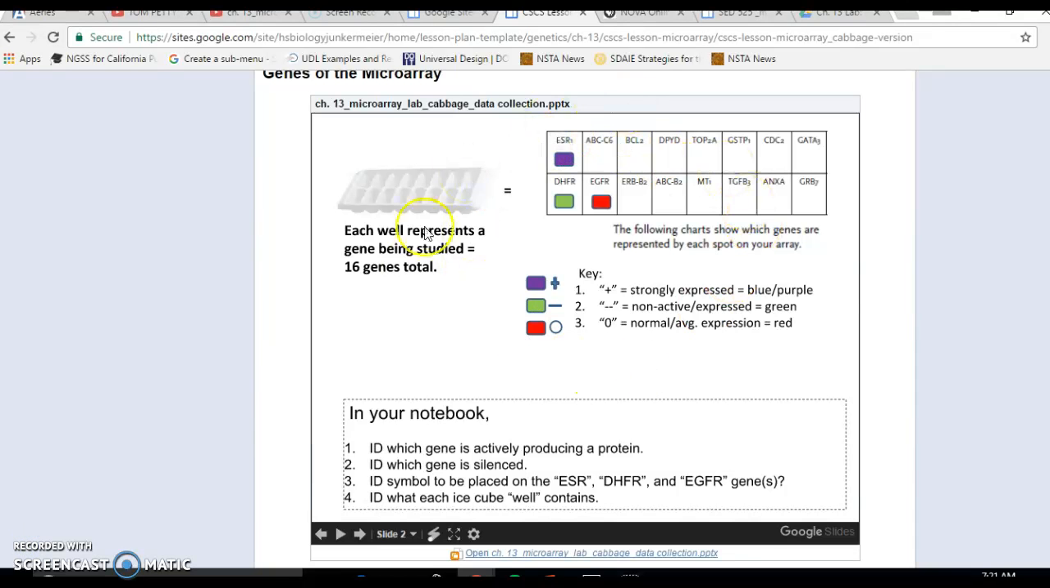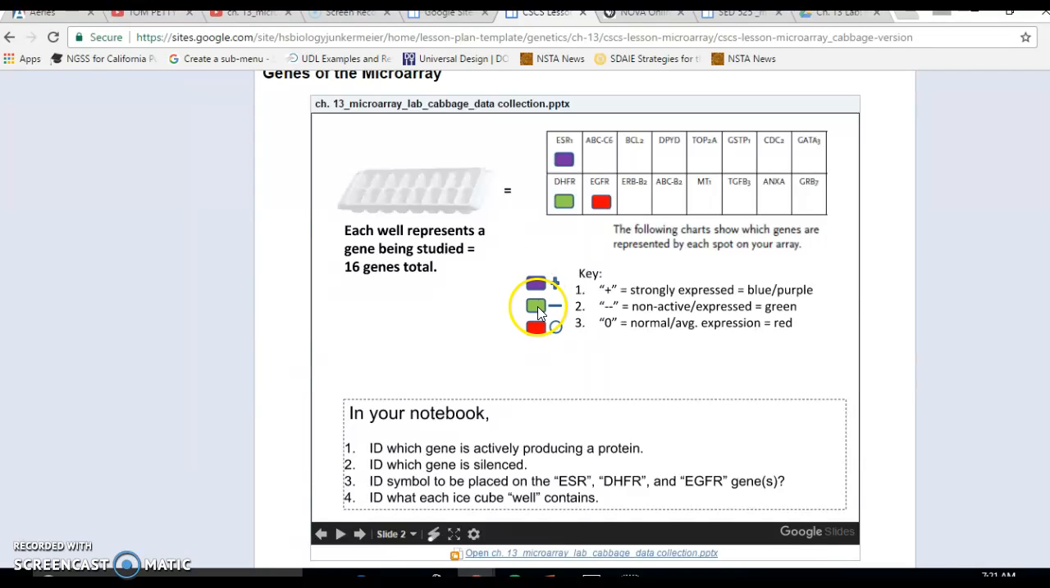So going back to the page where you do the lab, we can see the key, so it's explained and we don't get confused. If the gene is overactive or producing high levels of protein, more than normal, you would see a blue or purple color. If the gene is silenced or inactive, it's not making any protein, you'd see the green color, and then red color means a normal functioning gene producing an average amount of protein.